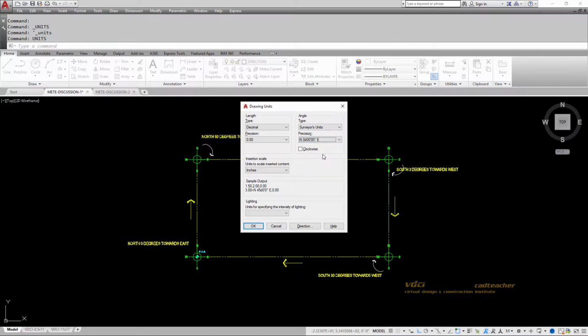So again, we have set our units on a civil engineering drawing to be decimal, where again, 1 decimal unit represents a foot. The precision is 2 hundredths of a unit, and again, they're interpreting this to be hundredths of a foot. The angle type they use is surveyor's units, and I'm going to click OK.